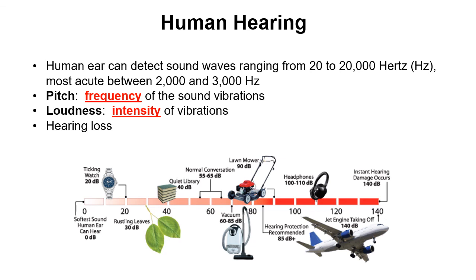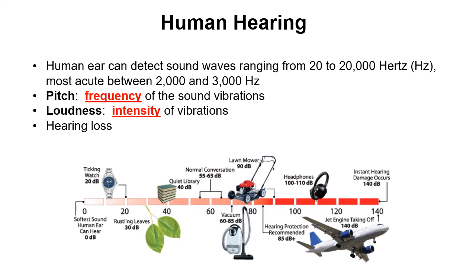So hearing. Dogs and different animals have different ranges of hearing. Humans can hear a range from about 20 to 20,000 hertz. And the most acute range, the area that we hear the most, is 2,000 to 3,000 hertz. Pitch is the frequency of those sound vibrations. In other words, how quickly those sound vibrations are being sent, and the higher the pitch, the higher the frequency. Loudness is the intensity of those vibrations.